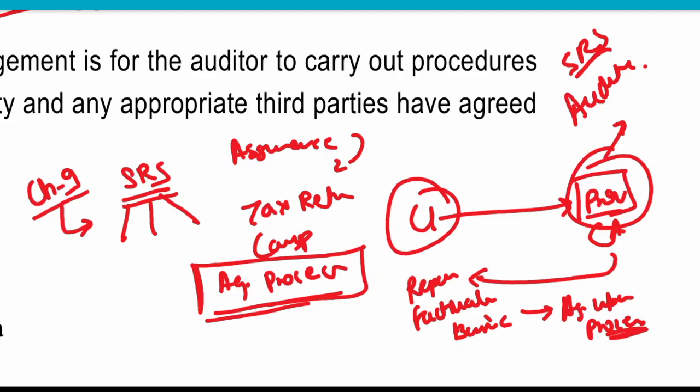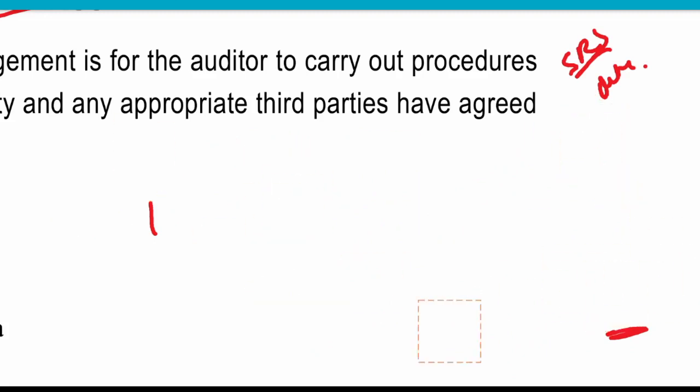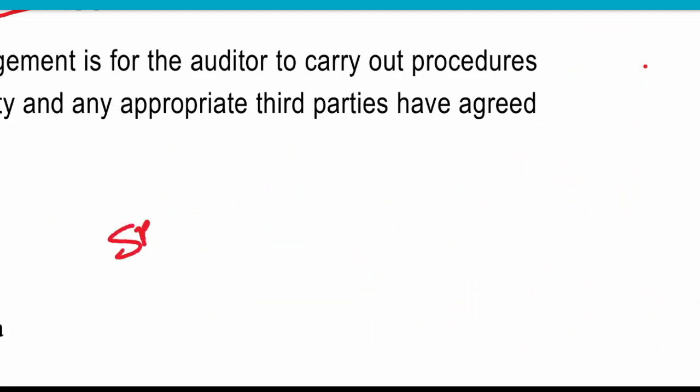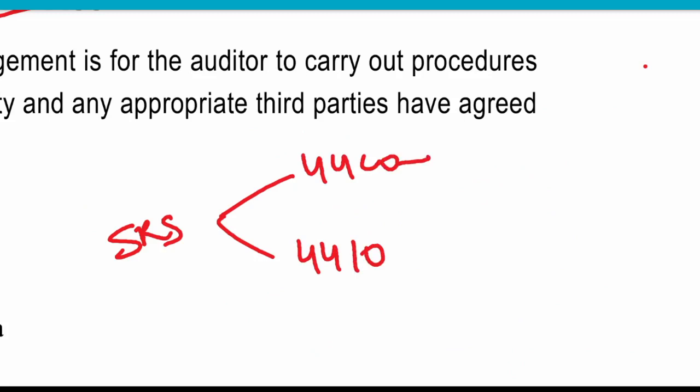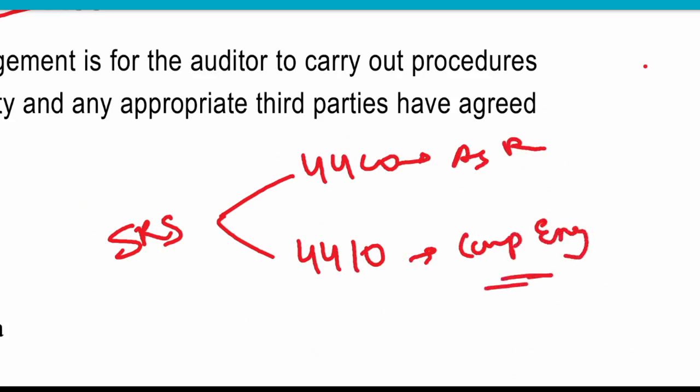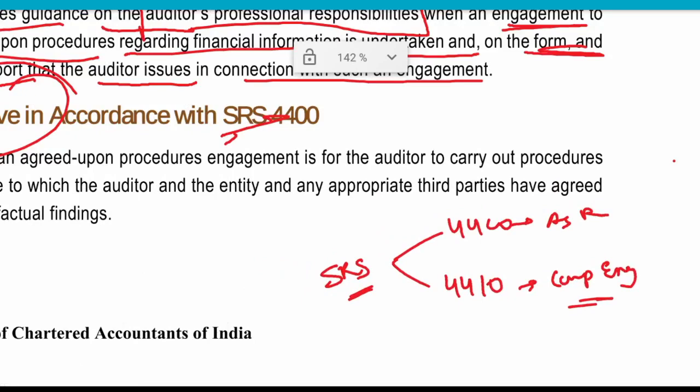Is it clear? In this particular chapter, chapter number 9, there are two SRS that are covered: one is 4400, one is 4410. One is agreed upon procedures, and the other one is related to compilation. Both are other related services, other services that are not assurance services. Is that clear, Someshwar? I have just summarized all the points that we have covered till now.